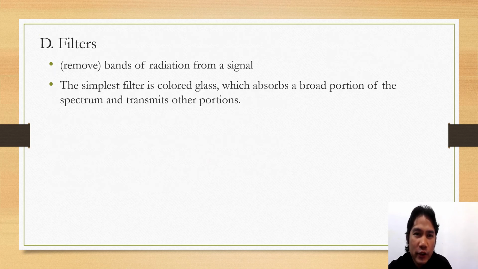Then, the next component, we have the filters. The filters remove bands of radiation from a signal. The simplest filter is colored glass, which absorbs a broad portion of the spectrum and transmits other portions.